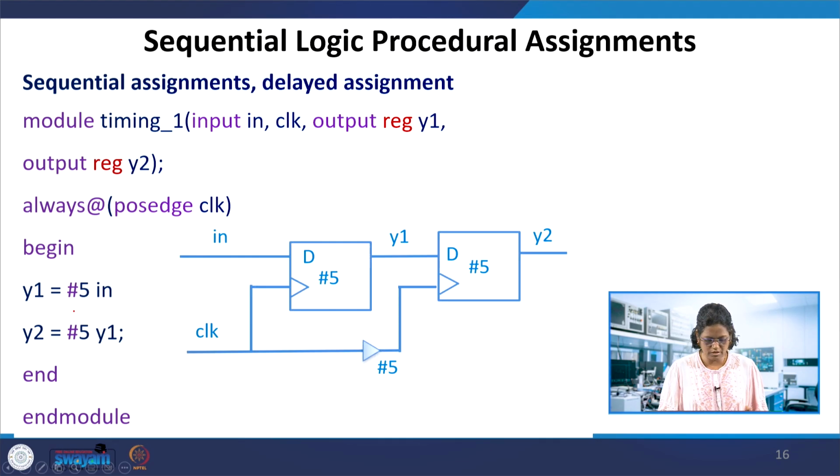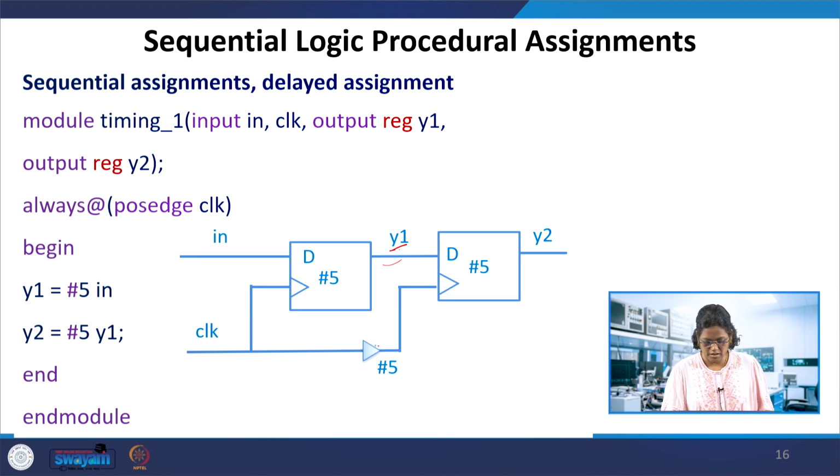Okay, so the model of this can be described like this. At the passage of the clock, the input is evaluated, and after 5 time units it is assigned. It is similar to the first case, but with the delay of #5. Whatever the input is at the clock edge will be passed to y1 after 5 time units. Then after assignment, y1 is sampled and takes another 5 time units to be assigned to y2.